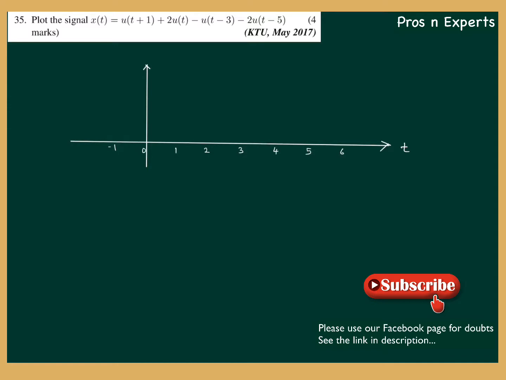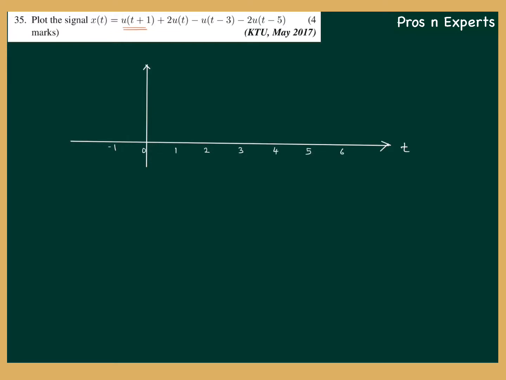From the question, the first term is u of t plus 1. So let me draw u of t plus 1. This is u of t plus 1, which is a step signal which starts from t equal to minus 1 and amplitude 1 and extends to positive infinity. Okay, now what is the second term?